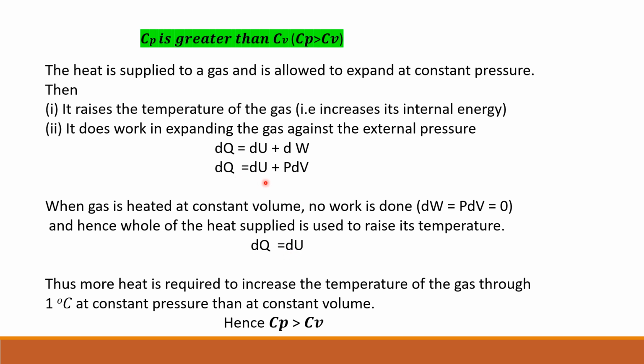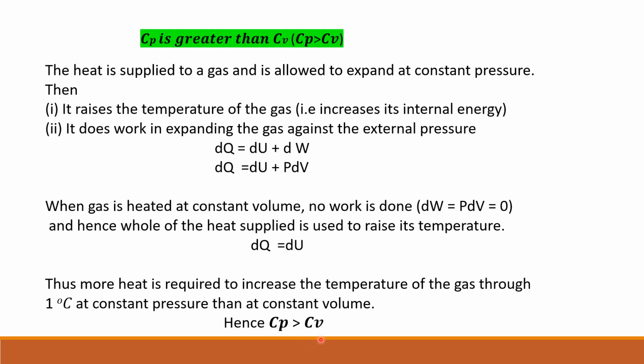Heat supplied is equal to du plus pdv. So this much heat supplied is equal to change in internal energy plus work done. But here in the constant volume case, dq equal to change in internal energy alone. Comparing these, the PdV term is in excess for constant pressure.